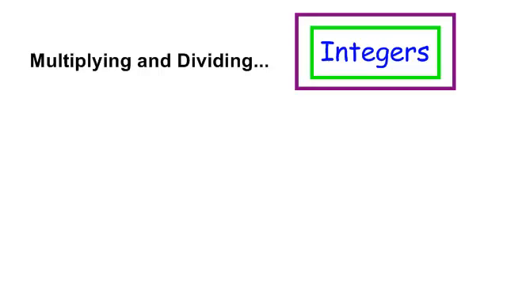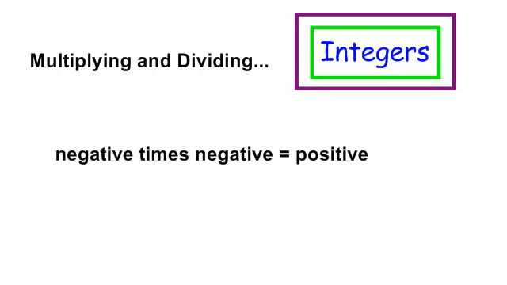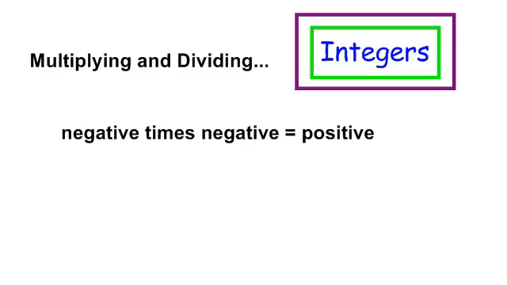Okay, we are going to learn how to multiply and divide integers and also add and subtract integers. To begin multiplying and dividing integers, what you need to know: a negative times a negative is a positive. It works the same way with dividing. So if I have two negatives, it will be a positive answer.